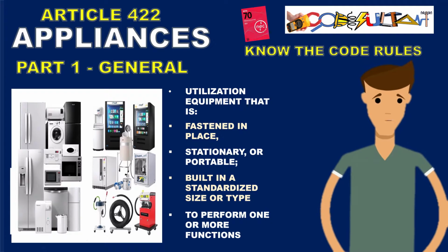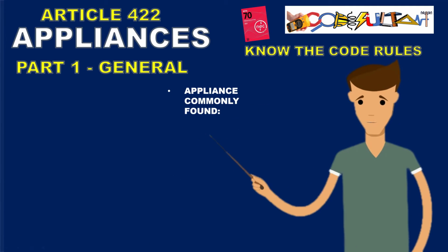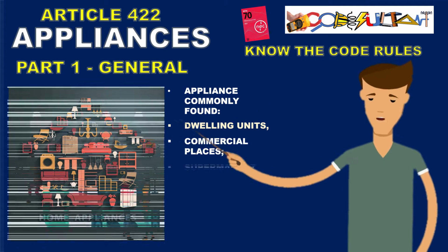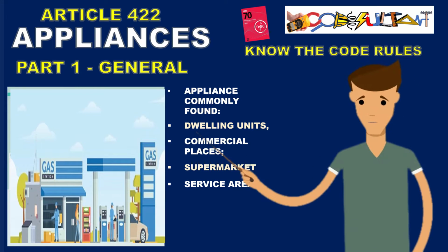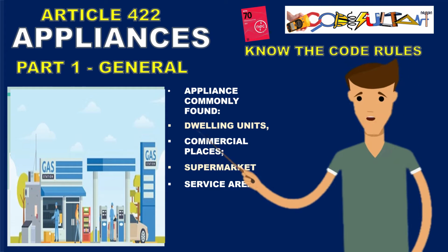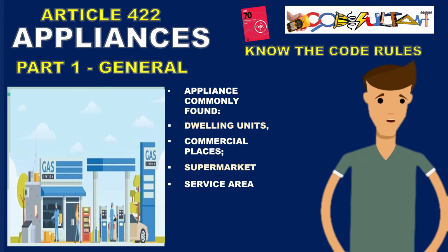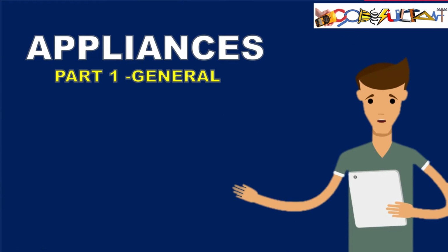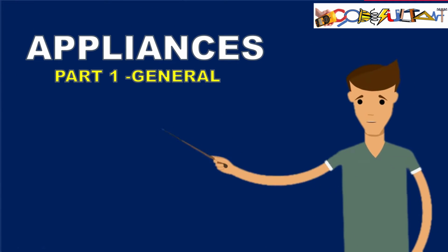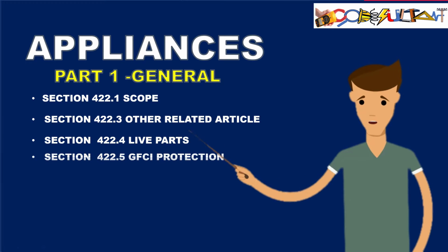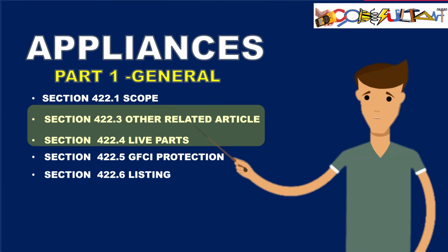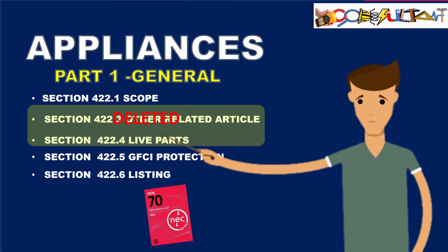Therefore, Article 422 covers appliances commonly found in dwelling units and commercial places such as supermarkets, service areas, car washes and gas stations, restaurants, and retail stores. While some appliances falling under Article 422 might be present in industrial or production areas, they are less common in those settings. Important note: it's worth noting that sections 422.3 and 422.4 have been deleted in the NEC 2023.